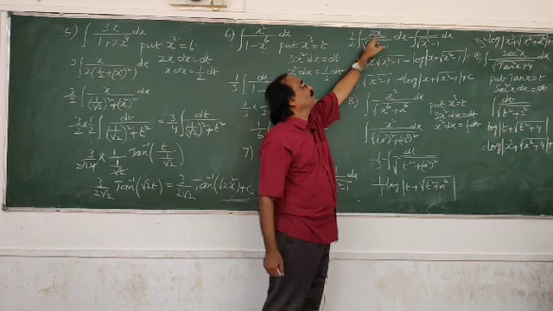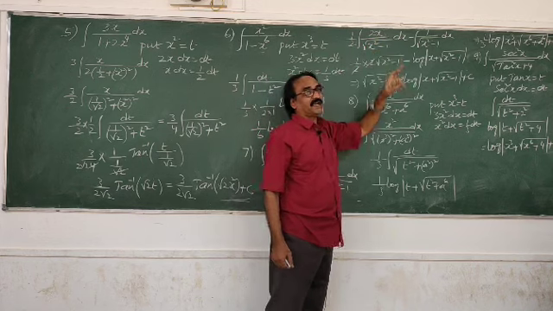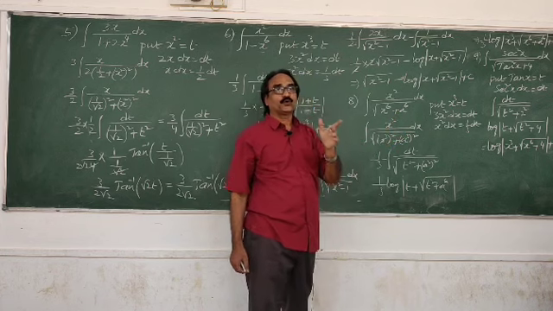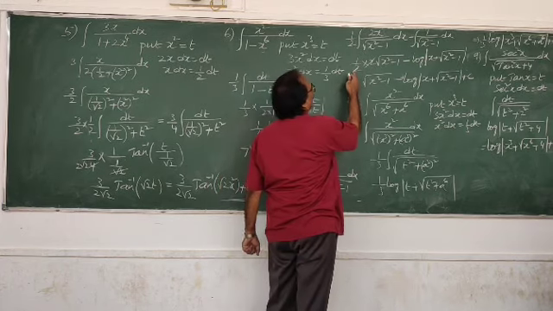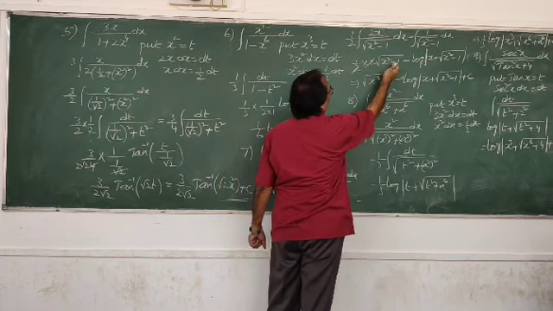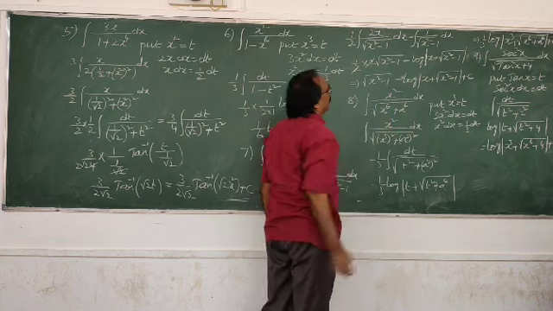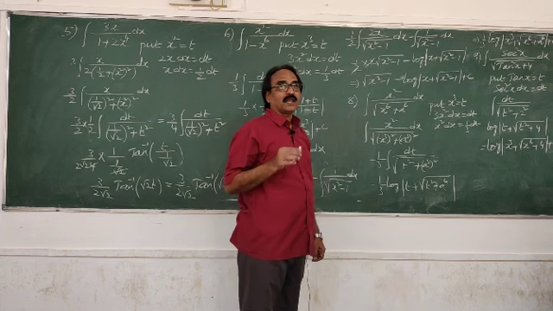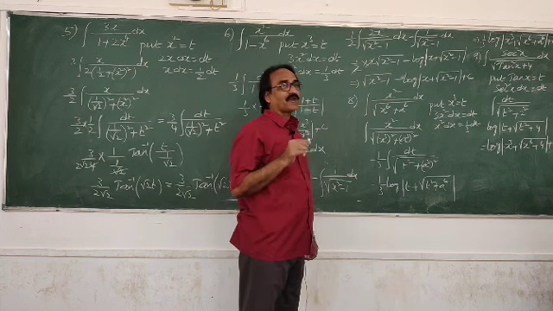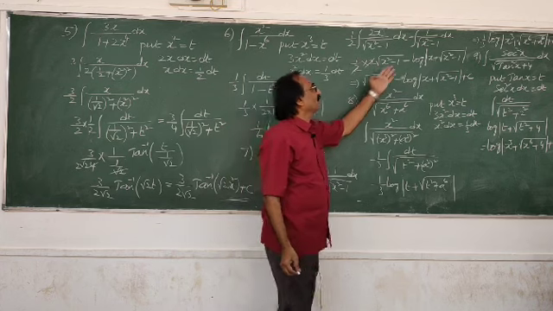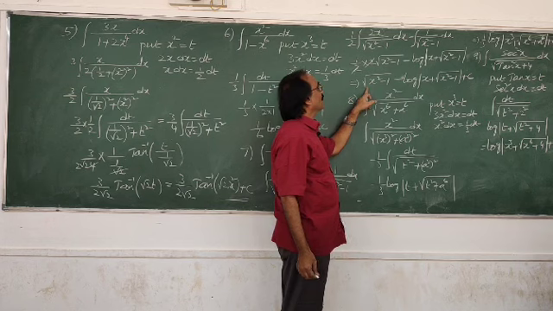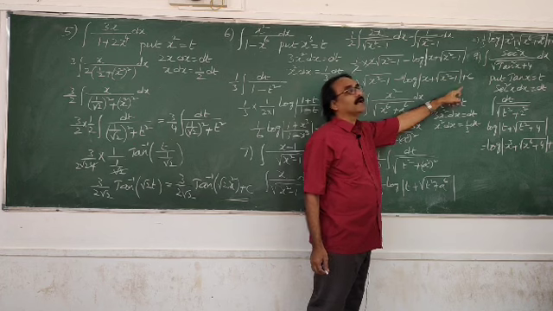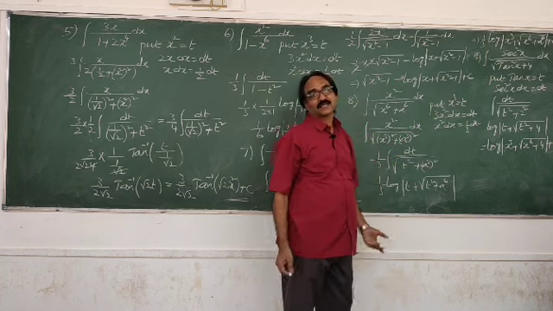So 1 by 2 into 2x by root of x square minus 1 dx, according to the formula integral f dash x by root f of x dx is equal to 2 root f of x. So that is why 1 by 2 into root of x square minus 1 minus 1 by integral 1 by root of x square minus a square, that is log mod x plus root of x square minus a square. So the same formula we have applied there. So 2 to cancel, root of x square minus 1 minus log of x plus root of x square minus 1 plus c, over. That problem is over.